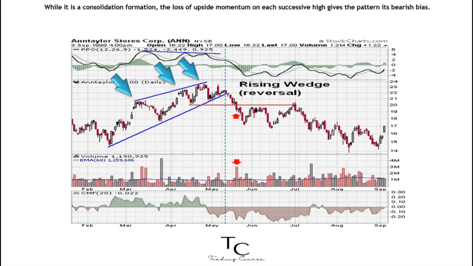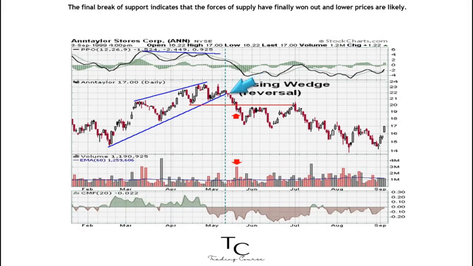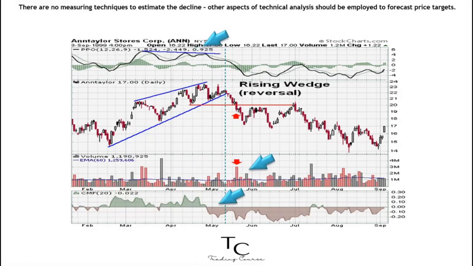While it is a consolidation formation, the loss of upside momentum on each successive high gives the pattern its bearish bias. However, the series of higher highs and higher lows keeps the trend inherently bullish. The final break of support indicates that the forces of supply have finally won out and lower prices are likely. There are no measuring techniques to estimate the decline. Other aspects of technical analysis should be employed to forecast price targets.